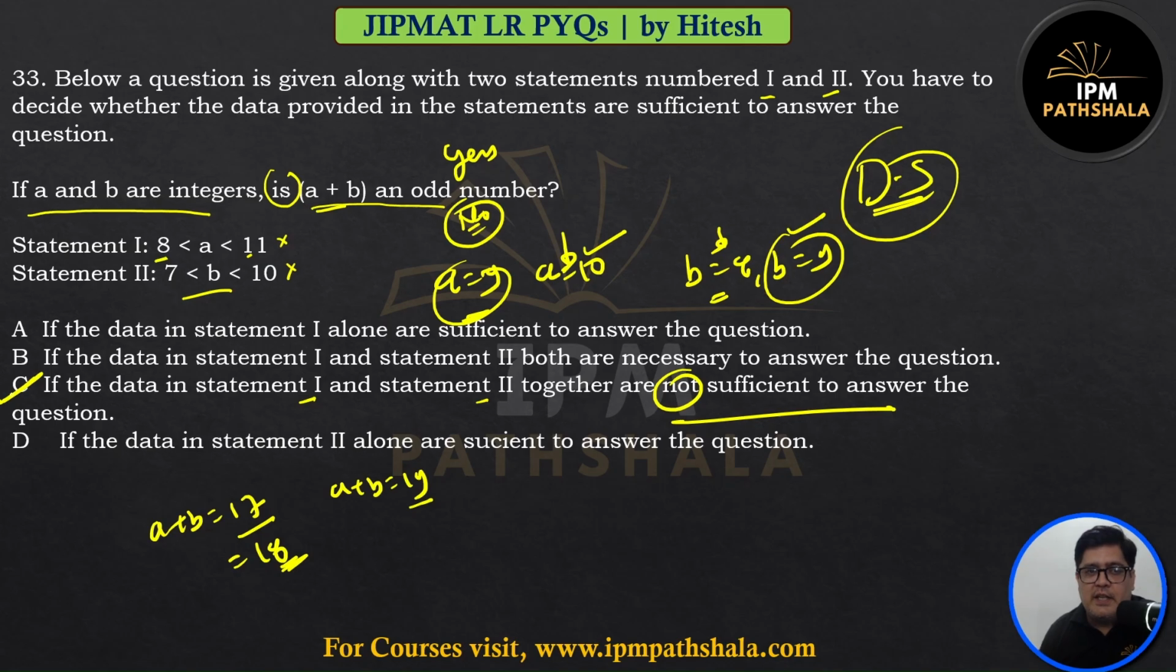Mark option C. What play do examiners play in this? They shuffle these answer options. Maybe the last option says the question cannot be answered. Maybe the first option says it can be answered by any of the statements alone. So always once you reach an answer, read these options carefully and then mark your answer.